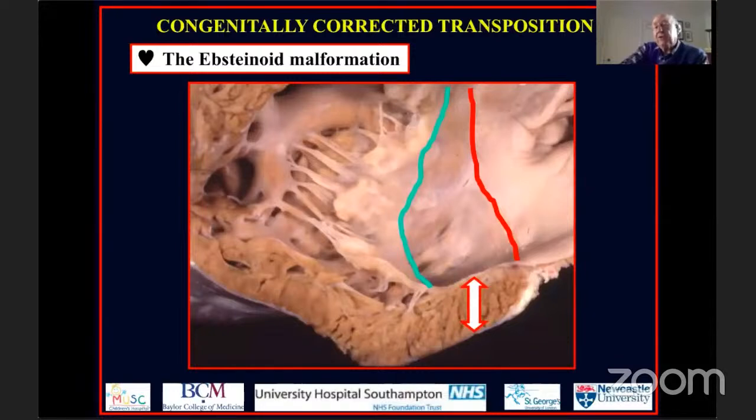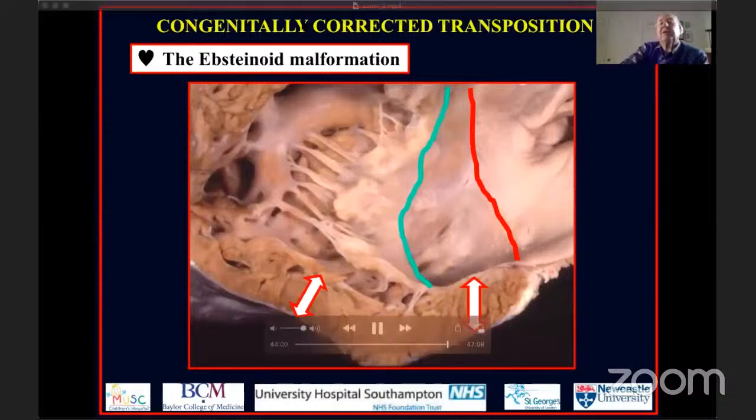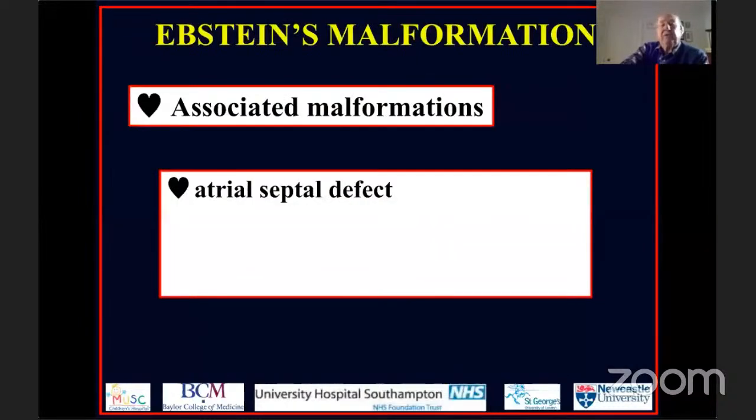There is, of course, physiologic atrialization, because this will be looking at atrial pressures, but if you compare the thickness of the inlet in this heart with the thickness of the myocardium of the functional ventricle, you see there is very little difference between them. And this is the key difference between the ebstenoid malformation we see in congenitally corrected transposition and the features of Ebstein's malformation in the setting of concordant atrioventricular connections.